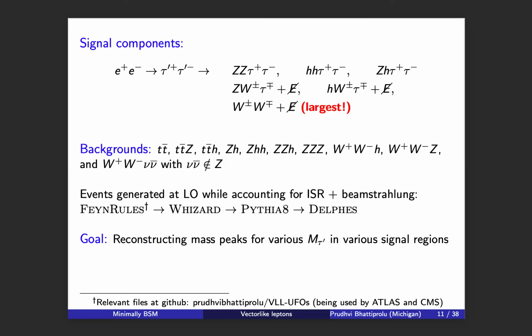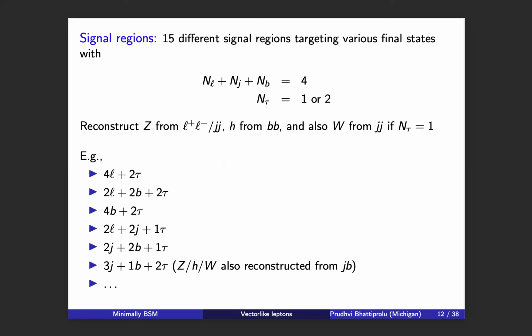And the goal for the first part of this talk is to reconstruct the mass peaks in various different final states or various signal regions. For the purpose of this talk, I'll just talk about a 500 GeV e+e- collider with unpolarized beams. We have considered 15 different signal regions, all of them satisfying these 2 constraints: the sum of the number of leptons and the number of jets is 4, and the number of taus could either be 1 or 2, depending on which final state we are targeting.